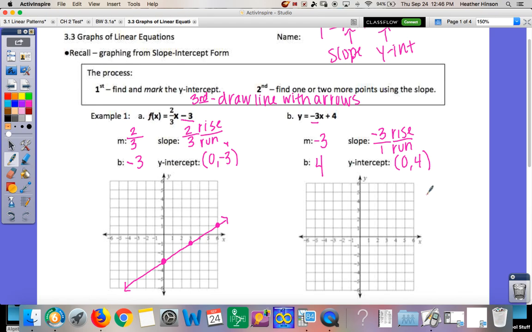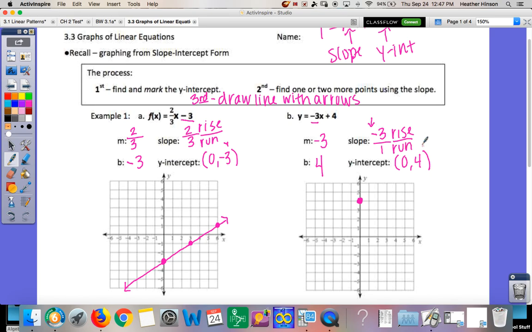When we graph it, we're going to start with our y-intercept. Find that and mark it. It's always going to be on your y-axis. This one's at +4, so we're going to go up on the y-axis to 4 and plot a point. Then we're going to do our slope from that point. Rise is -3. Negative means we're going to go down.